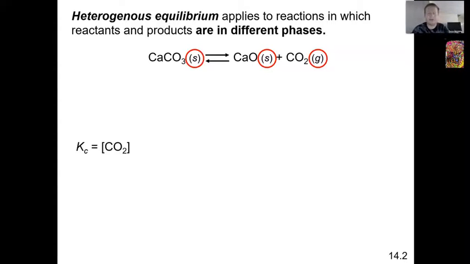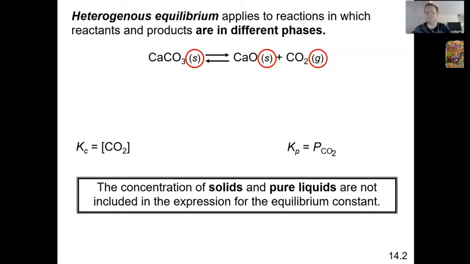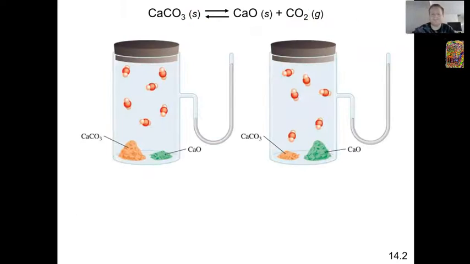So if you're writing this down, don't count liquids, don't count solids. We don't count the pure things. We don't count the pure liquids, pure solids, I should say. We just count the gases and the aqueous. Those are the only things that go in. So that's literally our whole expression. Kc equals the concentration of CO2, or Kp, if we're talking pressure, is the pressure of the CO2. The concentration of solids and pure liquids are not included in the expression of the equilibrium constant. So skip over those things.